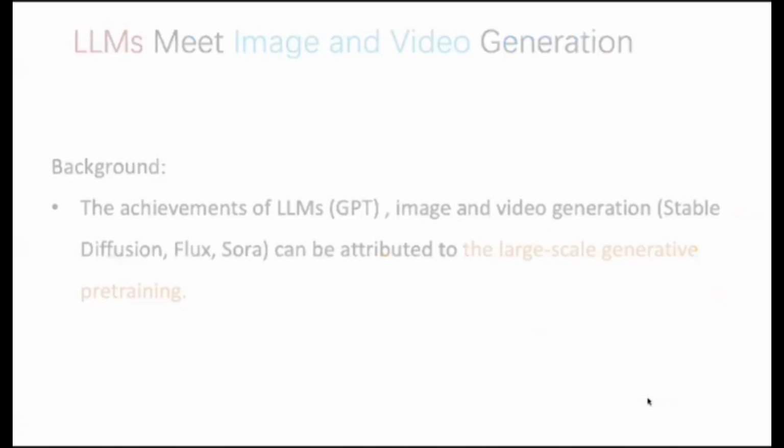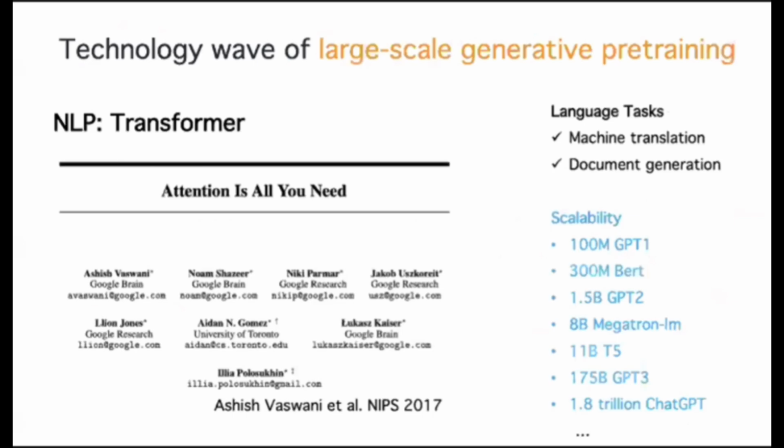In the field of NLP, the transformer architecture is a milestone work and demonstrated great capability in language tasks like machine translation and document generation. The advantage of the transformer is its great scalability, and it can be trained with millions and billions of model parameters. So it's adopted in most of the following large language models like BERT and GPT. And the model parameters are continually increasing, to 1.8 trillion parameters in ChatGPT.